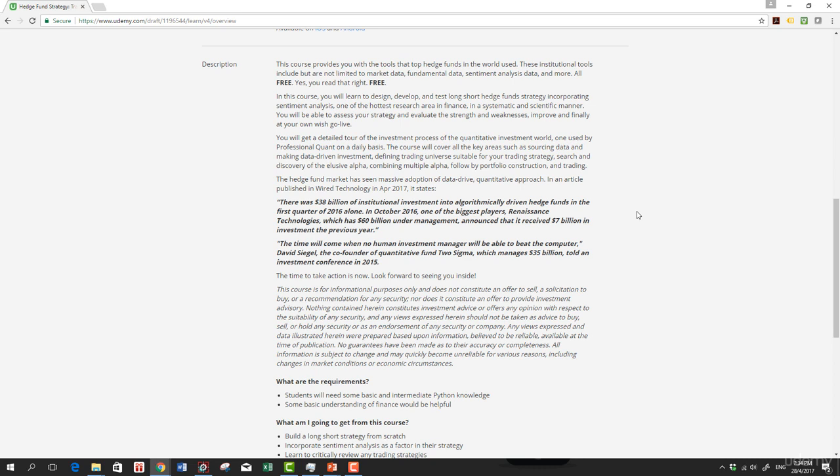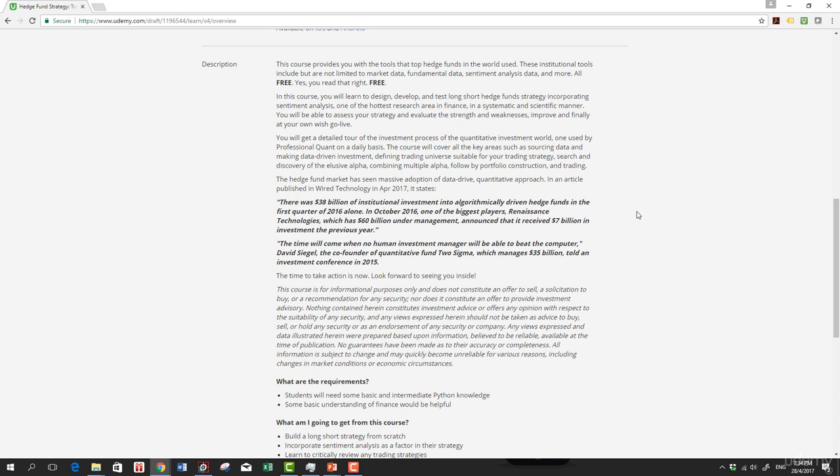This course provides you with the tools that top hedge funds of the world use. The institutional tools that are included here are market data, fundamental data, sentiment analysis data, and much more. Yes, they are all free for you to test and write your code until you are comfortable with it, until you can see that there is actually alpha in the signals.